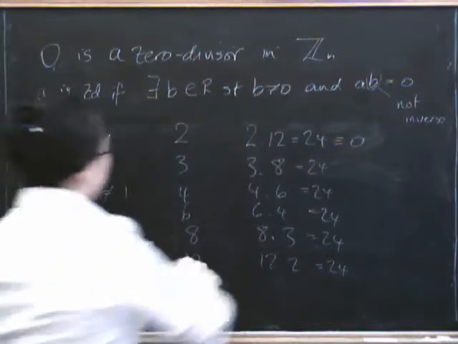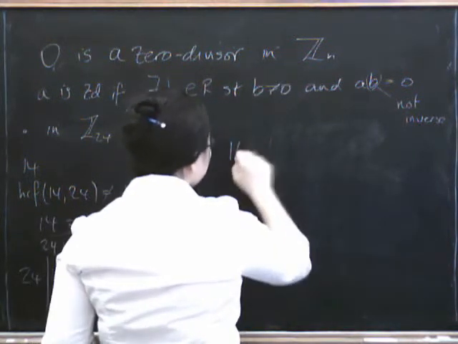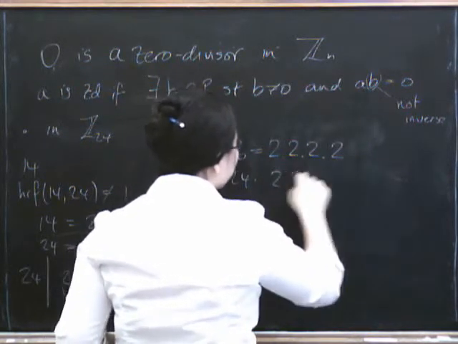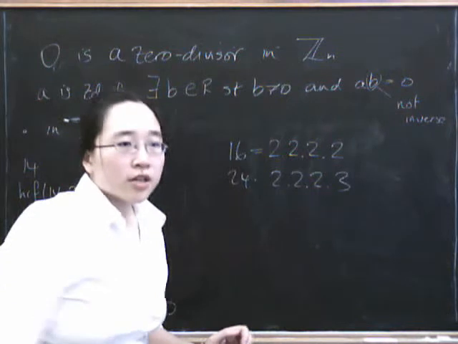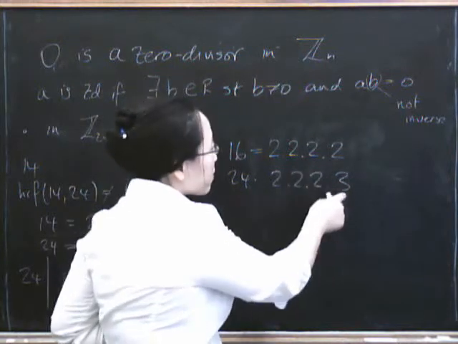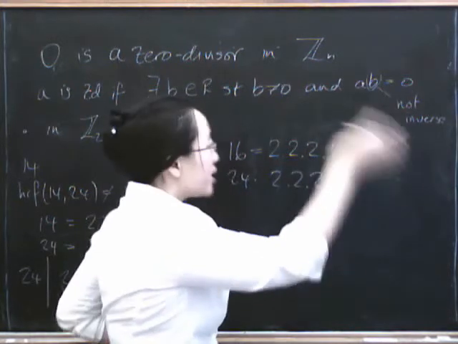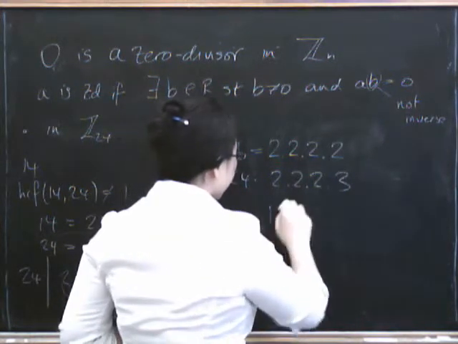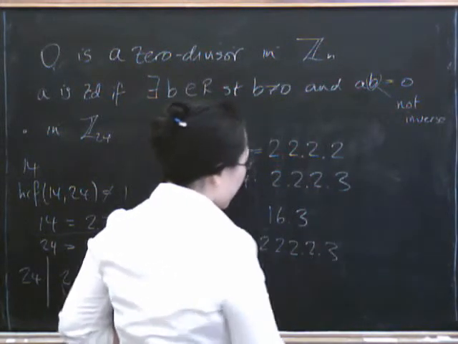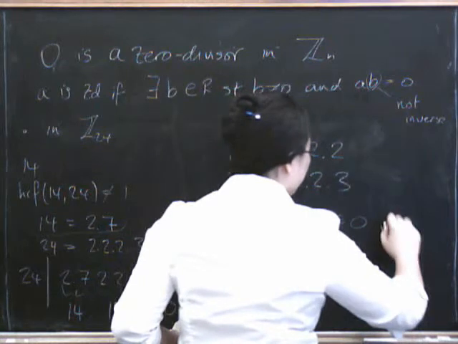Let's just do another one of those to see if we've got the idea. Let's do 16. 16 equals 2 times 2 times 2 times 2, and again, 24 is 2 times 2 times 2 times 3. What are we missing here? 16 is not divisible by 24 because we haven't got this 3. We've got enough 2s because we need three 2s, but we haven't got the 3. So what we have to throw in here is a 3. 16 times 3 is going to be 2 times 2 times 2 times 2 times 3, and that's certainly divisible by 24. So 16 times 3 is congruent to 0 mod 24.